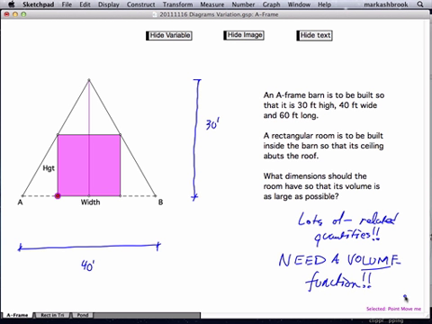Yeah, Talia. Okay, yeah, so the volume is going to be a function of something that's changing that gives us different volumes, right? So she wants it to be a function of the width.